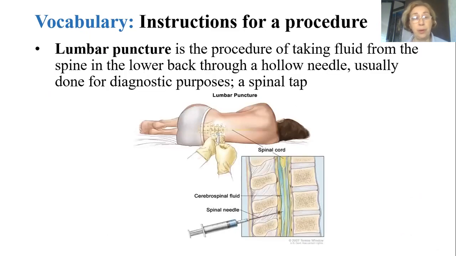Well, actually, this is the procedure. It's called lumbar puncture. This is a procedure of taking fluid from the spine in the lower back through a hollow needle, usually done for diagnostic purposes, a spinal tap. And you can see in the pictures how the needle should be inserted in between the ribs, no, not ribs, but vertebra. And you can see the posture of the patient during this procedure.